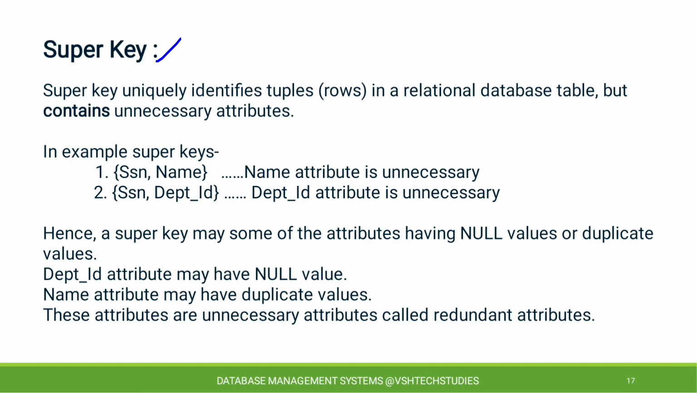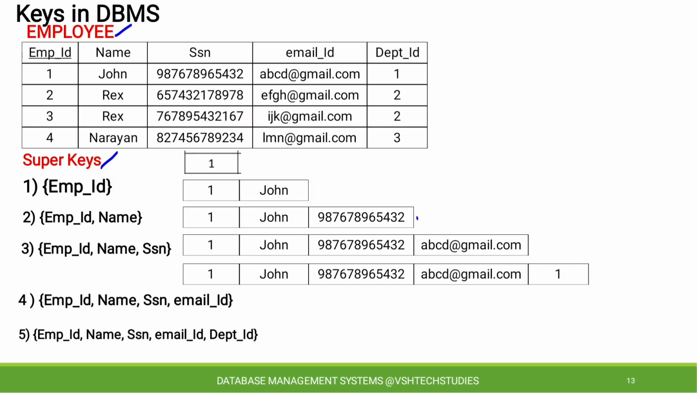Super key is the superset of all the keys. Super key uniquely identifies any row or tuple in a relational database table but contains unnecessary attributes. For that we shall take an example table, that is the employee table here. It has attributes employee ID, name, SSN, email ID and DEPT_ID, that is department ID. So to identify any row where employee ID is 1, that is this row only. So employee ID is the key for this table. That means every employee has a different employee ID that will be unique to each employee. So by employee ID value you can identify any row uniquely here. Hence employee ID is a super key because it is the unique identifier.